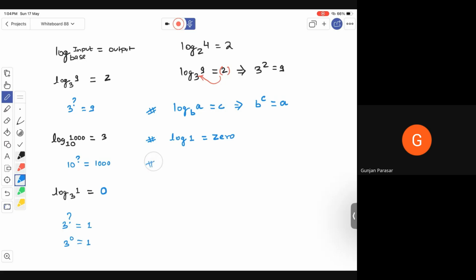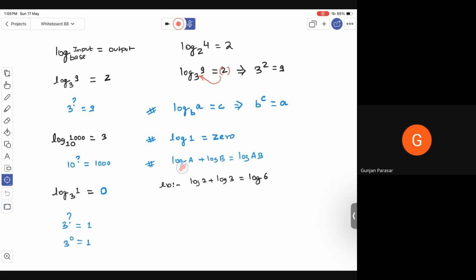The next log formula is called the product rule. Log a plus log b, or maybe I'll write it the other way around also, both are correct, is equal to log ab. For example, log 2 plus log 3 is going to be the same as log 6. So in every term of log, log A, log B, or log A into B, the base has the same sign, whatever it may be. So I'm not mentioning the base.